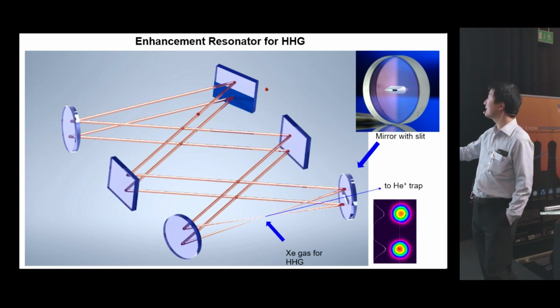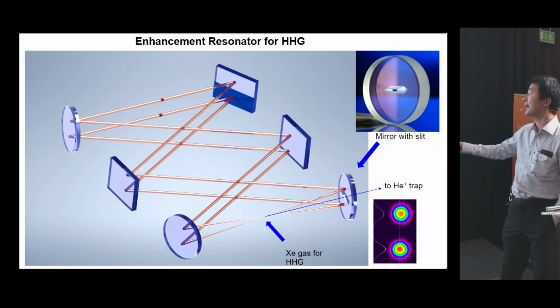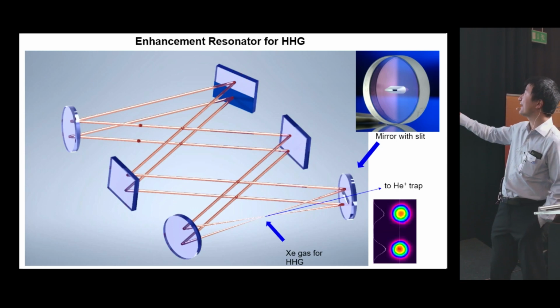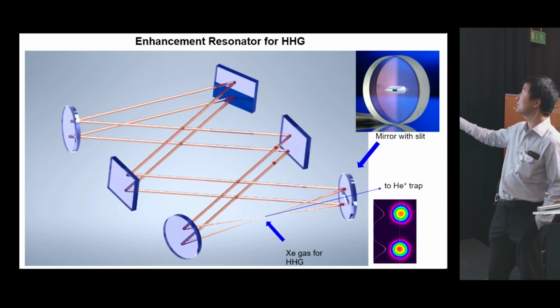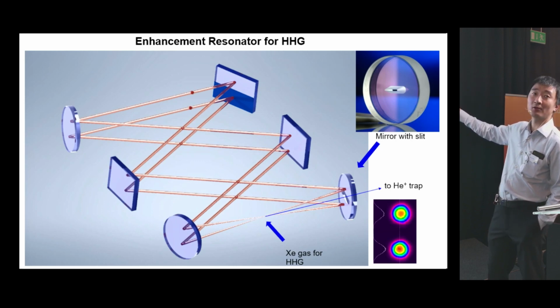This is particularly important because the way that we outcouple XUV light is via this small hole. So we need to spatially separate the XUV light from the infrared so that the XUV light can go out from this hole while the infrared beam experiences very small loss to the cavity.